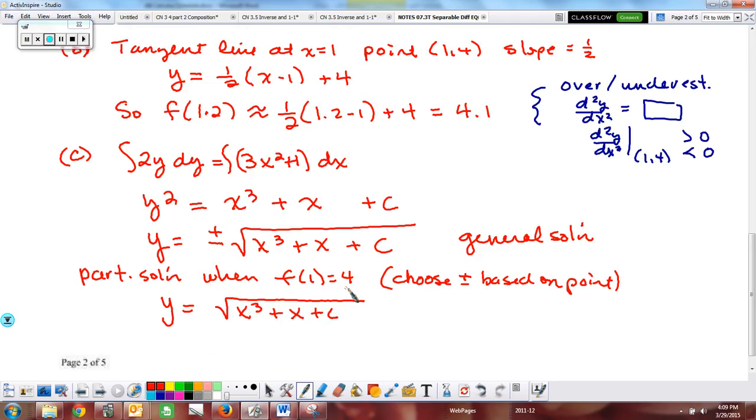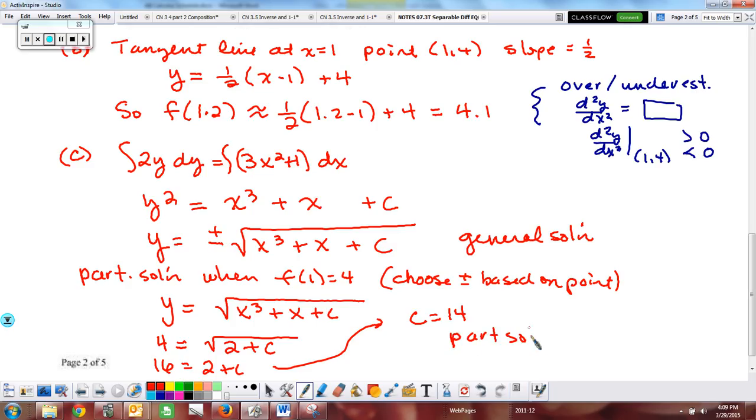I'm going to plug in my 1, 4. So 4 equals the square root of 2 plus c. 2 plus c equals 16, so that's giving me that c is equal to 14. So my particular solution is going to be y equals square root x cubed plus x plus 14.